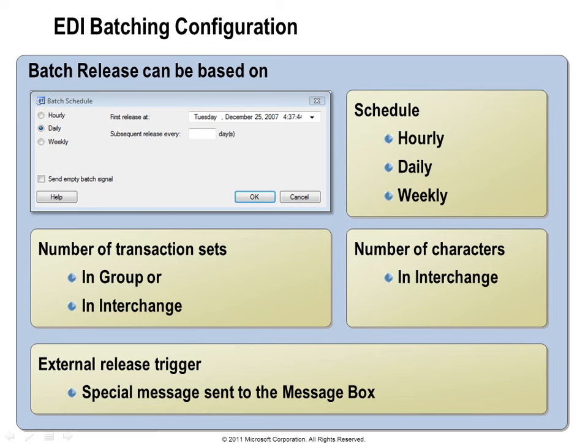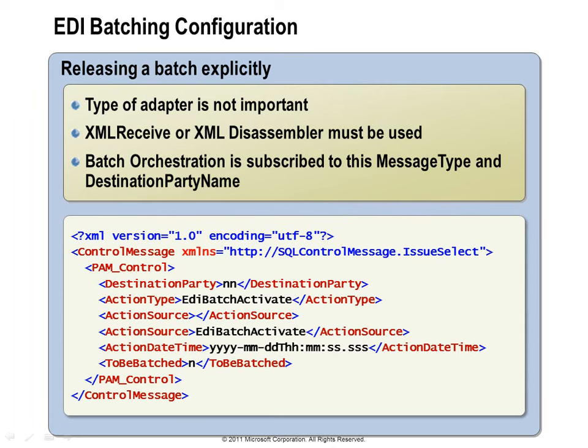We also have a manual process or an external release trigger where we can send a message to that orchestration, a specially formatted message, to indicate that we want to release that batch at the current time. This is an example of the kind of control message we can send. The type of adapter really isn't important. The whole point is that the XML message goes in, that it gets processed correctly by an XML receive or that XML disassembler to get the right message type and context properties promoted.